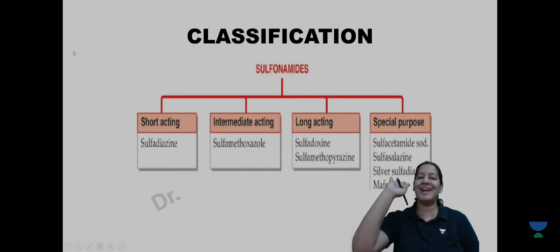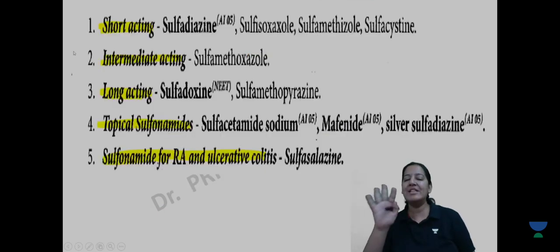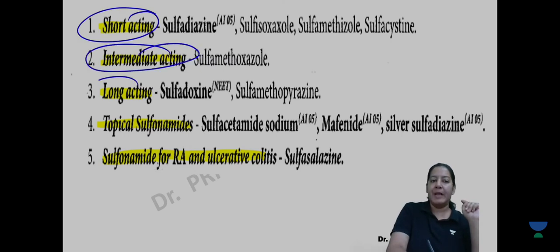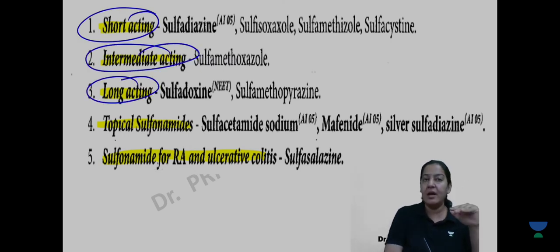After the introduction, come to the classification. We divide sulfonamide into 5 categories: the short acting, the intermediate acting, the long acting. That is based on the duration of action: short, intermediate, long acting, right?